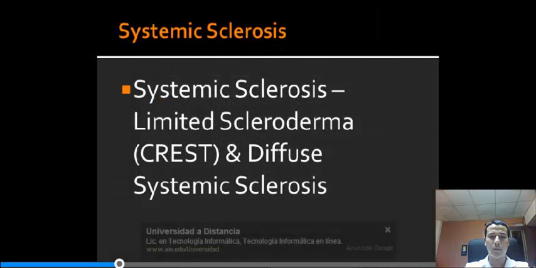Dysmotility, sclerodactyly, and telangiectasia. What are some of the features of diffuse systemic sclerosis? Some of the features of diffuse systemic sclerosis include widespread scleroderma, which has a rapid progression, and early visceral involvement. What are the antibodies associated with CREST syndrome? CREST syndrome is associated with anti-centromere antibody. What are the antibodies associated with diffuse systemic sclerosis? The antibody associated with diffuse systemic sclerosis is anti-SCL70, which is topoisomerase 1.